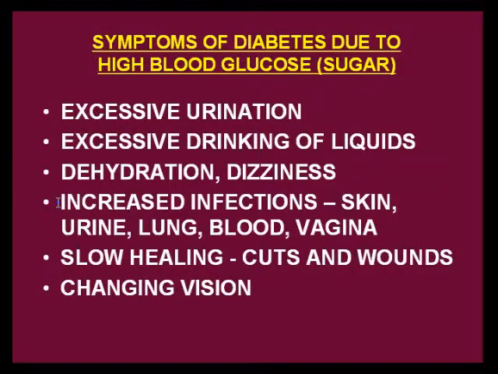Symptoms of diabetes due to high blood glucose levels include excessive urination, excessive drinking of liquids, dehydration, dizziness, increased risk of infections in the skin, urine, lungs, blood and vagina, slow healing of cuts and wounds, and changing vision.